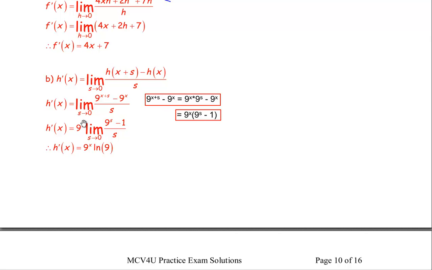The 9 to the x I factor right out of the limit because it's s that's tending towards 0, not x. And so by the definition of what this limit is, this limit would equal the ln of 9. And that's one of the givens that you're given in the course. You don't have to prove that. So the limit of 9 to the power of s minus 1 over s, as s tends towards 0, is the ln of 9. So the derivative is basically 9 to the x, the original function, times the ln of 9.